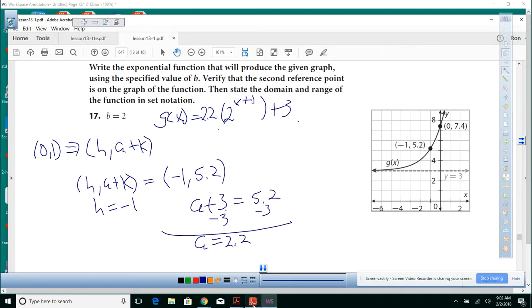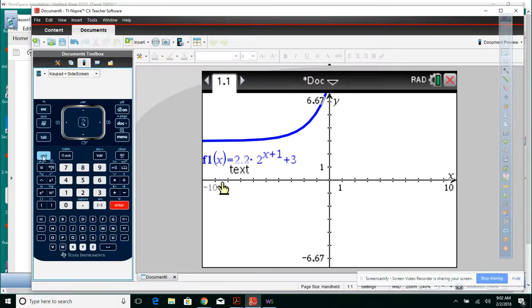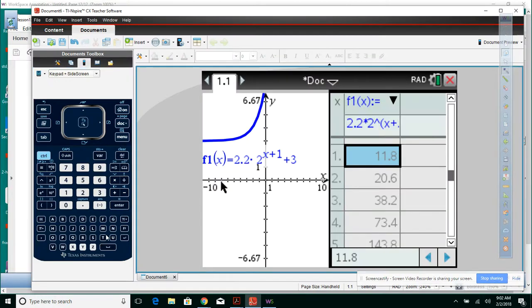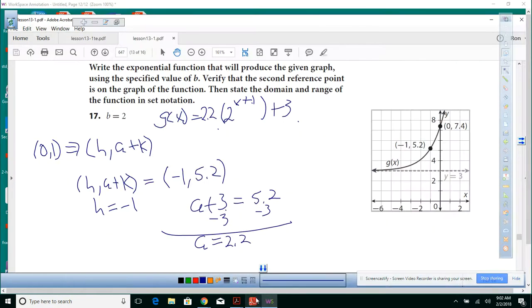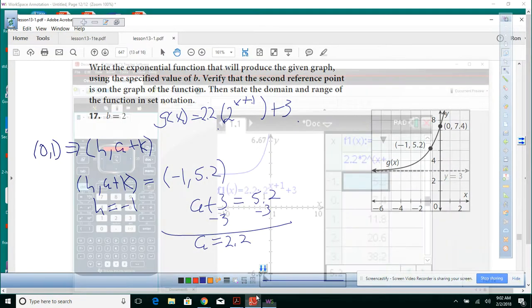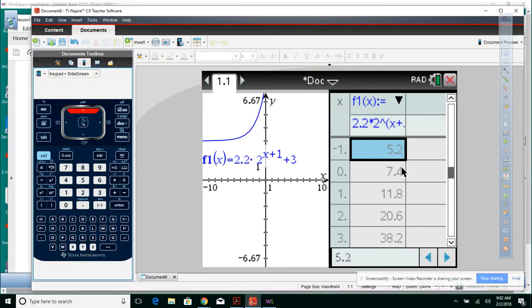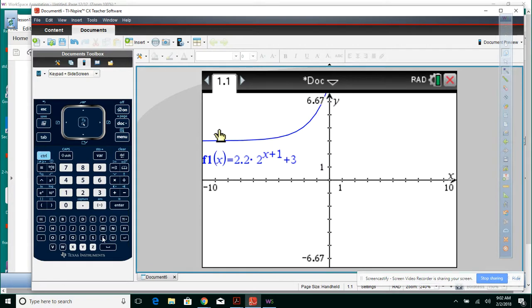So what do we got? We got -1 and 5.2. So let's see, control T, -1 and 5.2. Oh, that worked out good. And then we got 0 and 7.4. 0 and 7.4. There you go. See, it's not hard. Control T. Not hard at all.